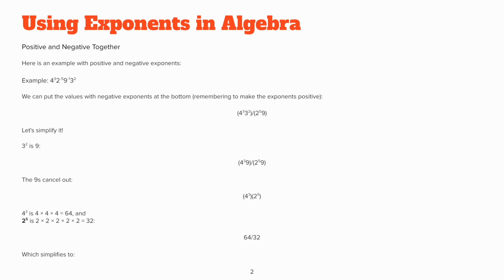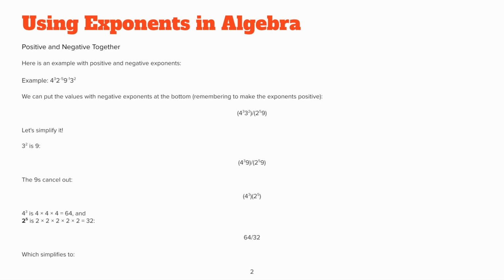When we combine positive and negative together, here's an example with positive and negative exponents. So the problem is 4 cubed times 2 to the power of negative 5, 9 to the power of negative 1, and 3 squared. We can put the values with negative exponents at the bottom. We must remember to make the exponents positive. So 4 cubed times 3 squared over 2 to the power of 5 times 9. Let's simplify it. So 3 squared is 9, so it is 4 cubed times 9 over 2 to the power of 5 times 9. The 9's cancel out, so it's 4 cubed over 2 to the power of 5.